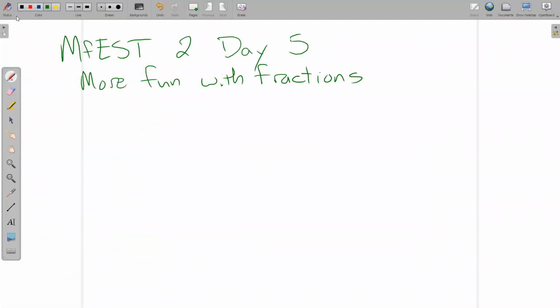All right, so more fun with fractions. So important things here to continue: what does it mean to be a fraction? There are many definitions, many interpretations of what a fraction is. The one that we come back to more than anything is related to equal parts of a whole.